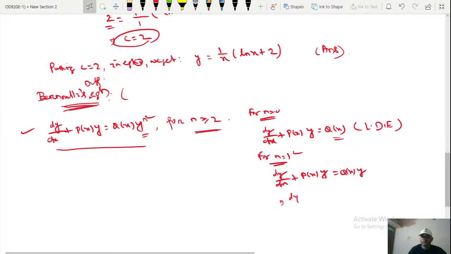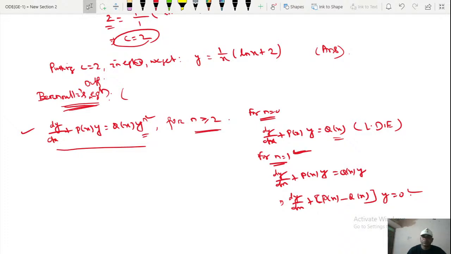So which is dy by dx plus p of x minus q of x into y equal to 0. So you can solve it by separation of variables. That's why I am omitting n equal to 1 and n equal to 0. I am only considering n equal to 2 or more than 2.